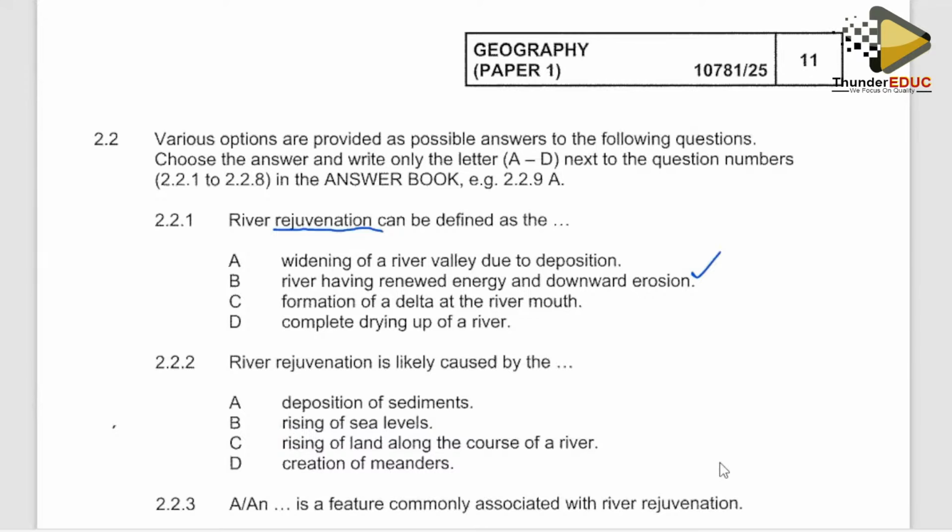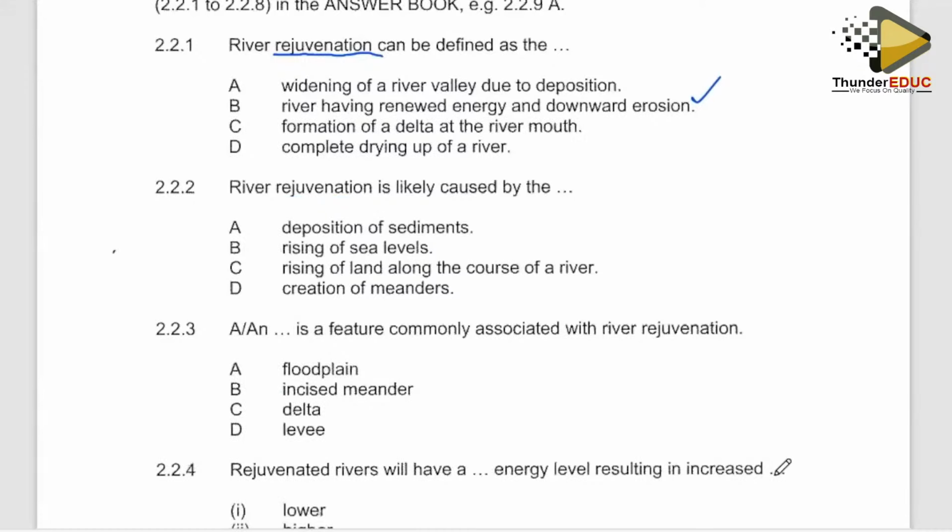Question 2.2.2, what is likely to cause river rejuvenation? For a river to renew its erosive power, deposition is irrelevant, rising of sea level is irrelevant, rising of land along the coast, yes. If there's what we call tectonic uplift, the river is now flowing over a steeper gradient and then it regains its energy to erode downwardly because of tectonic uplift.